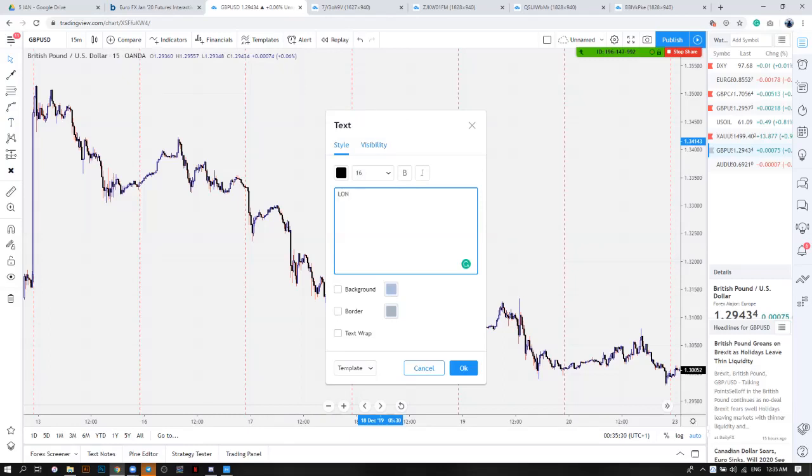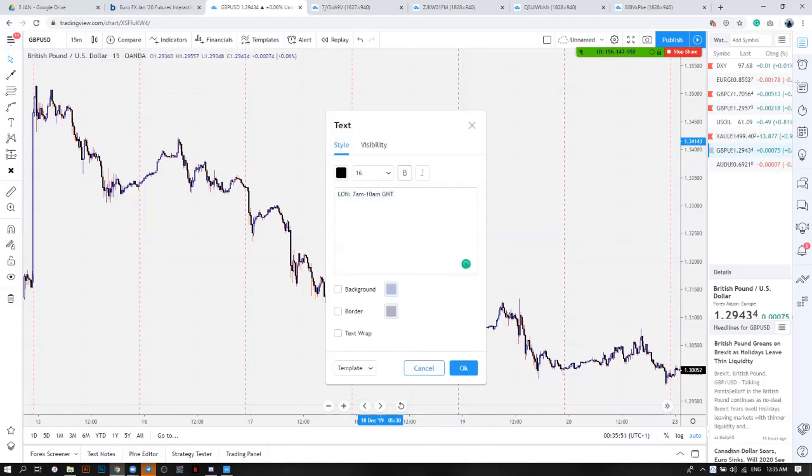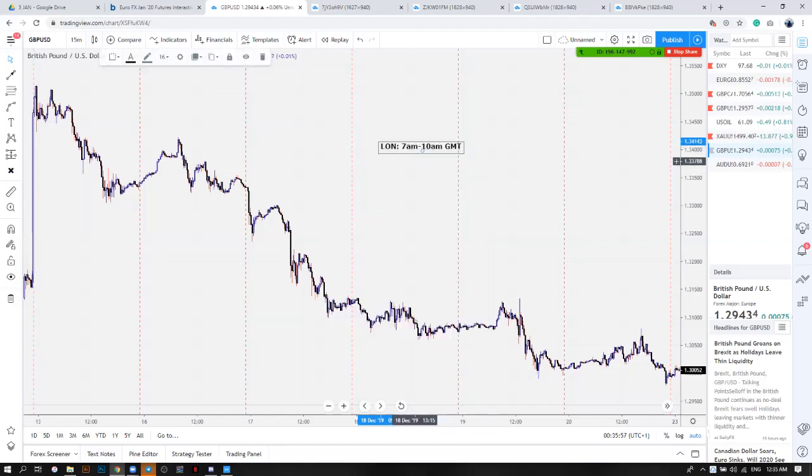So your London kill zone, in GMT time, is 7 a.m. to 10 a.m. GMT. Let me write GMT so you guys can screenshot that. The reason I kept 7 a.m., not 8 a.m., is because sometimes the moves can come in early, so 7 a.m. accounts for that. Between 7 a.m. and 10 a.m. is where 80% of the time the high or low of the day is going to form.